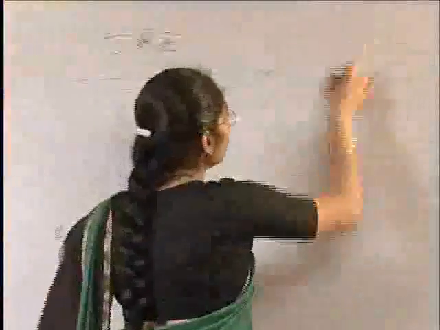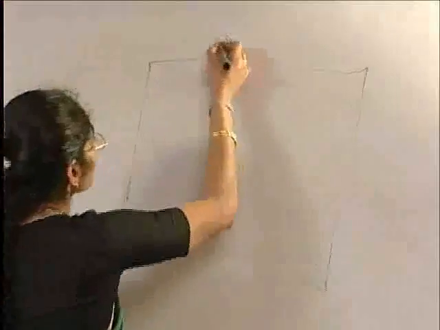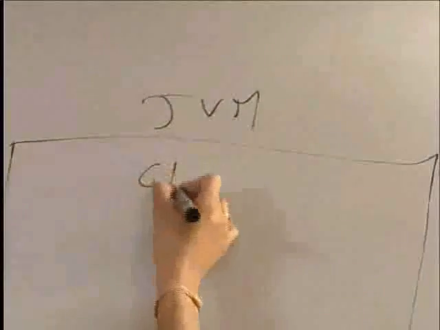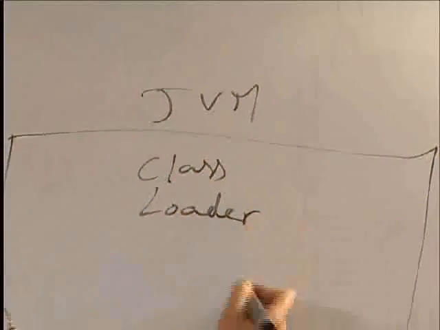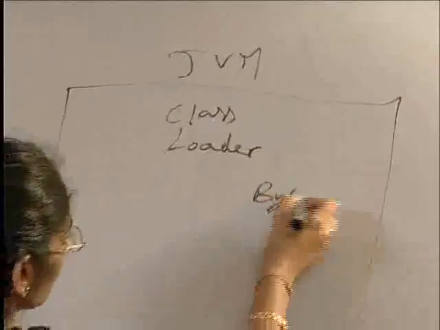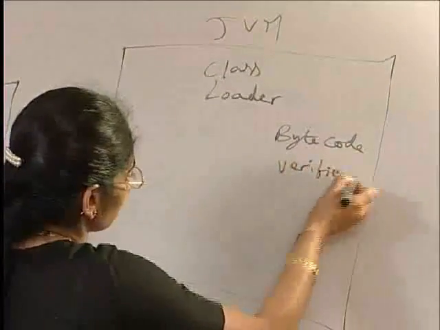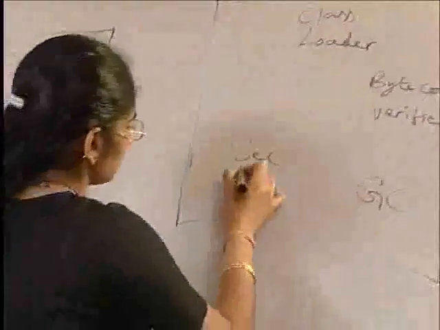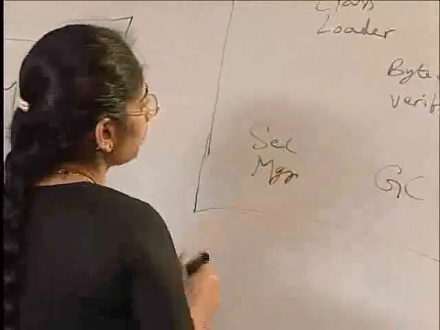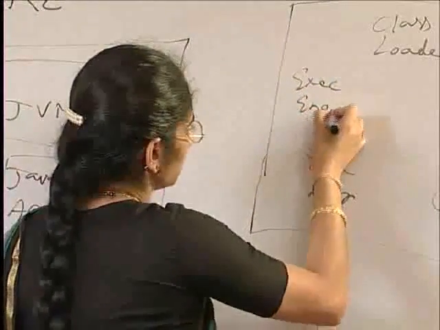The JVM consists of the following components. You have the class loader, bytecode verifier, garbage collector, security manager, and the execution engine.